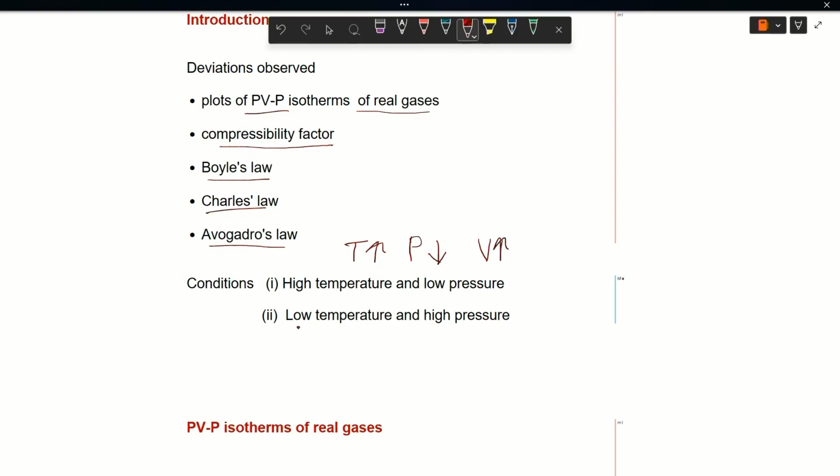Now, the reverse condition is temperature is low and pressure is high, which favors a very low volume of the gas. At low temperature and high pressure, the gas molecules come together because the volume is very small. Now, in this condition, when the gas molecules are brought closer together, there will be intermolecular forces of attraction existing between them, that is for sure.